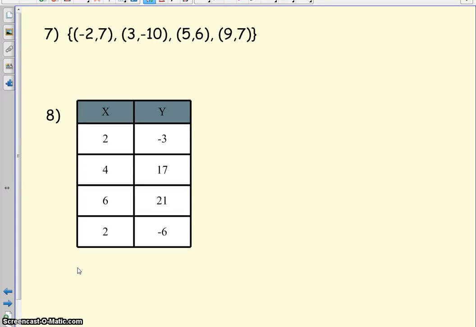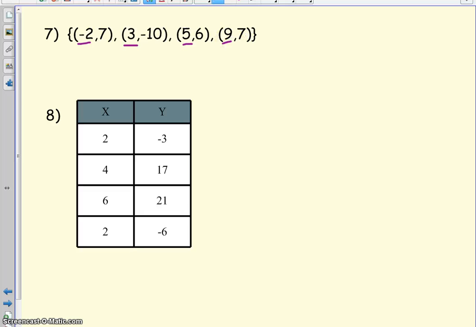Okay, so let's just go through a few more examples, and then we'll call it a day for the lesson. So looking at number 7 here, this is just a series of ordered pairs or points. So we have the points (-2, 7), (3, -10), (5, 6), and (9, 7). You can graph these if you'd like to get a visual, but again, what we're looking for to see if it's a function is whether there are any x values that produce multiple y values. Well, in this case, all of our x values are different, so there's no way they can produce multiple y values because they're all unique x values.